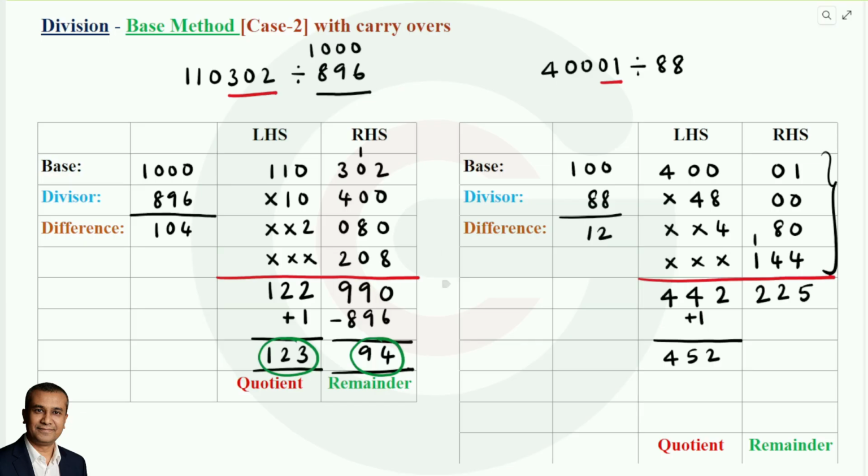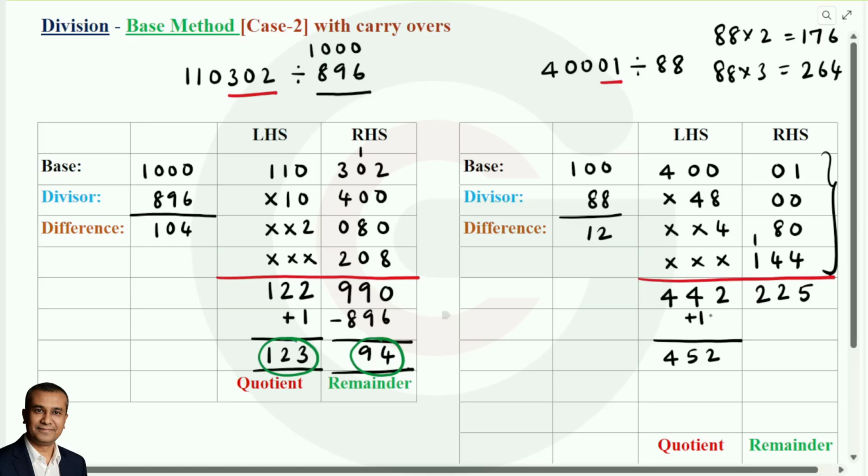Now you observe that this 225, which is the remainder, is still greater than 88. That means 225 is still divisible by 88. Now 88 into 2 will give us 176 and 88 into 3 will give us 264. 264 is greater than 225. So therefore 88 into 2 only we have to consider.